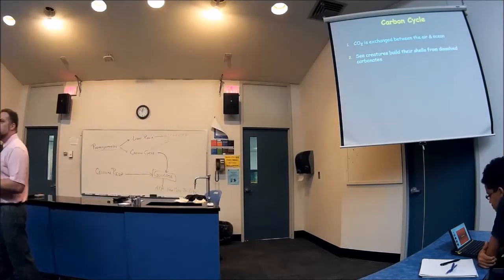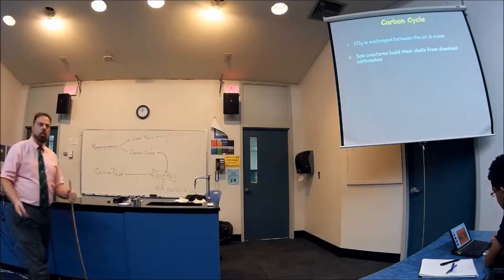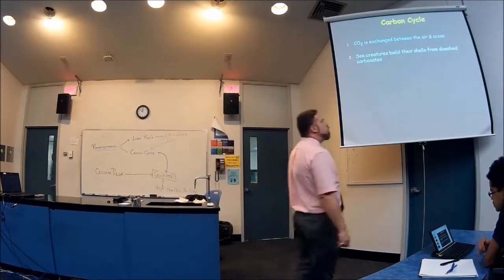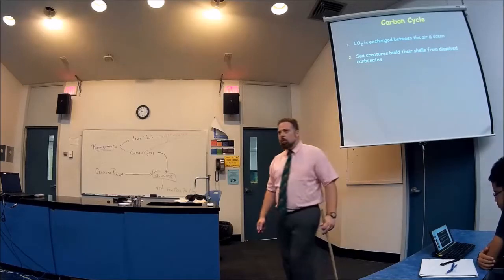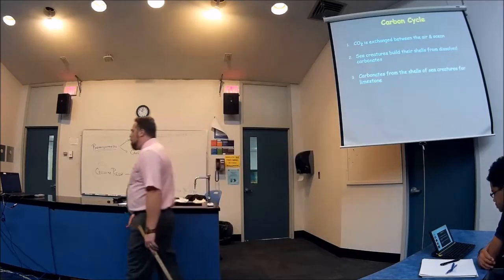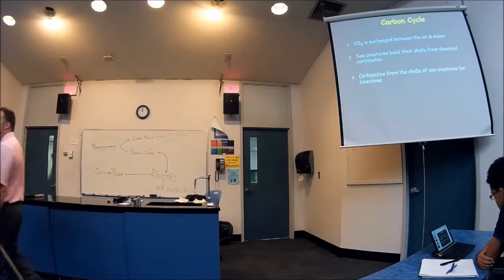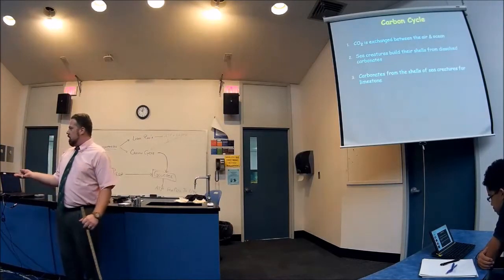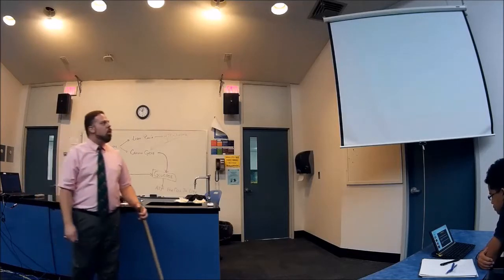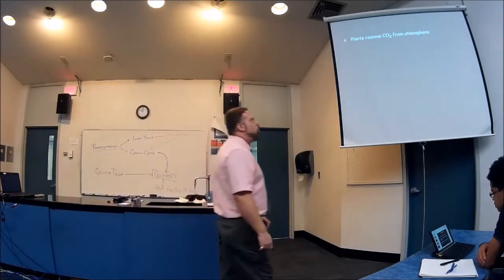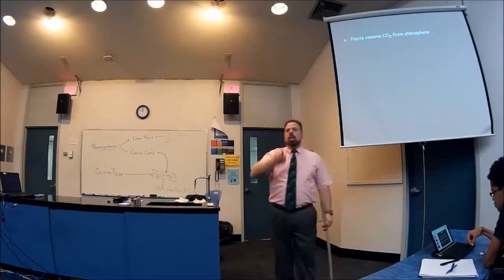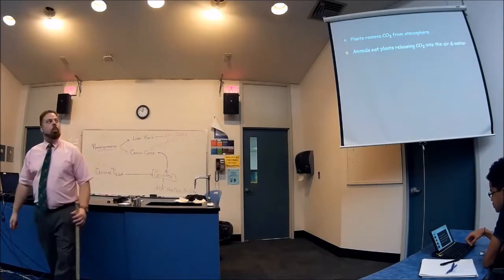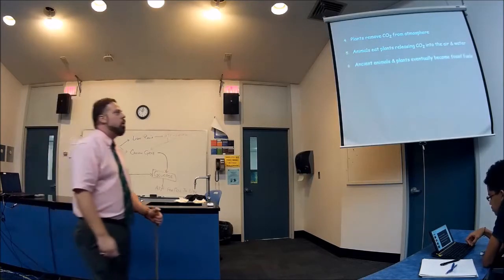Where is it all coming from? Because nothing gets destroyed or nothing gets created. So this is where the carbon's going. Sea creatures build their shells from dissolved carbonates. We talked about that. Carbonates from the shells of sea creatures form limestone, which is kind of like the bed of the ocean. We also have plants that remove the carbon dioxide from the atmosphere, that take it in. Animals eat the plants, releasing carbon dioxide into the air and water.